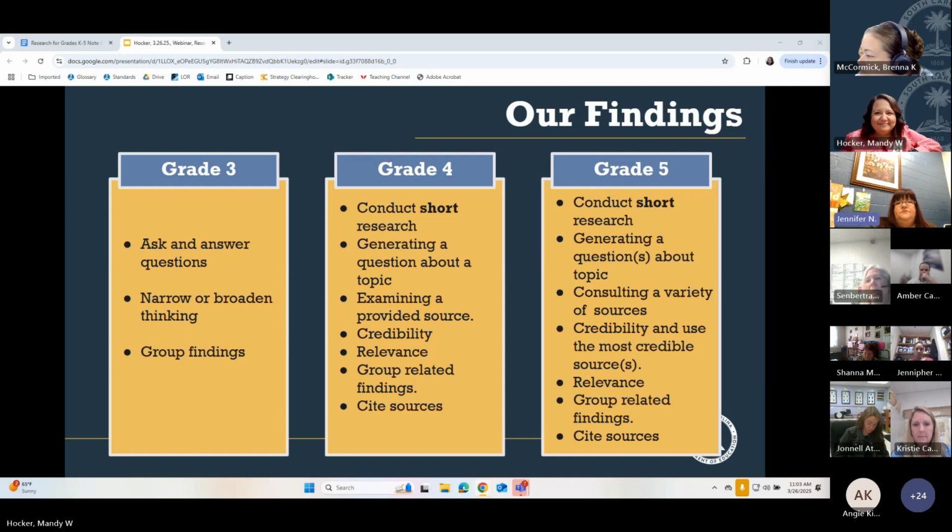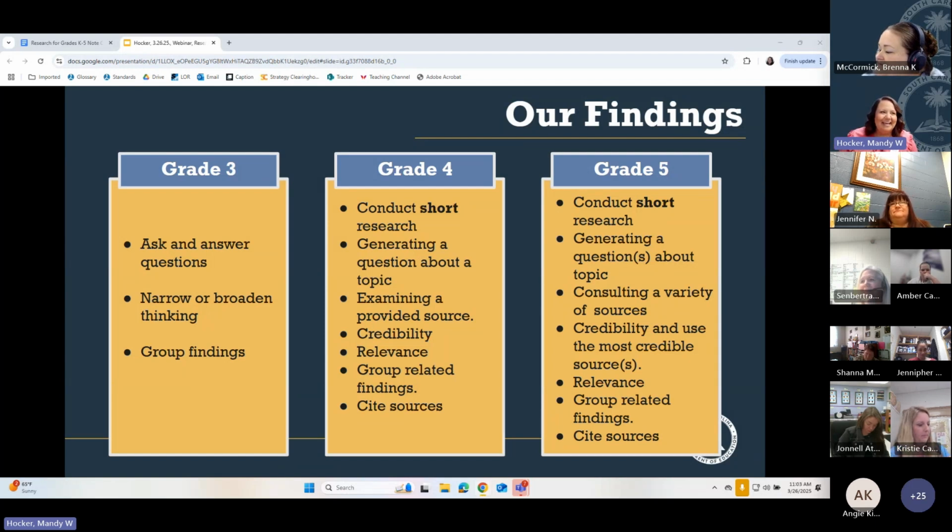We just noticed that the jump from fourth to fifth seemed to be that in fourth, the source is provided, and that word provided is not there in fifth, and that addition of multimedia, so it's not necessarily all articles that they're reading. Yes, Jennifer, you said exactly what I was hoping somebody would bring out.